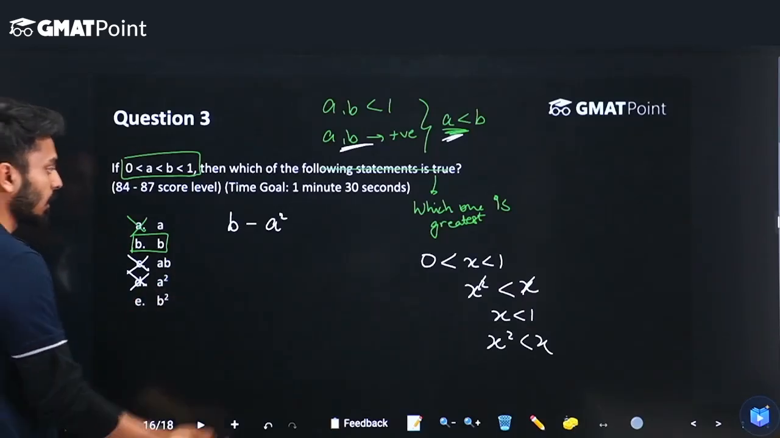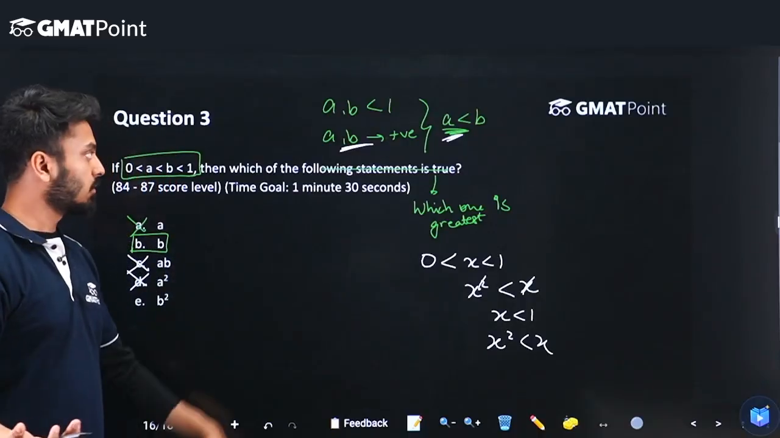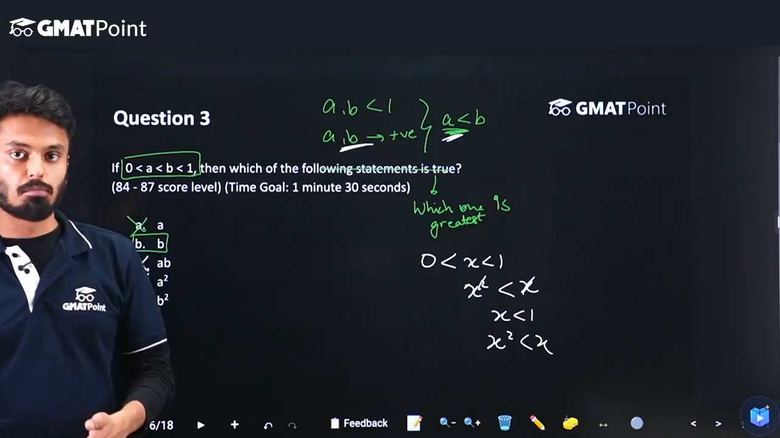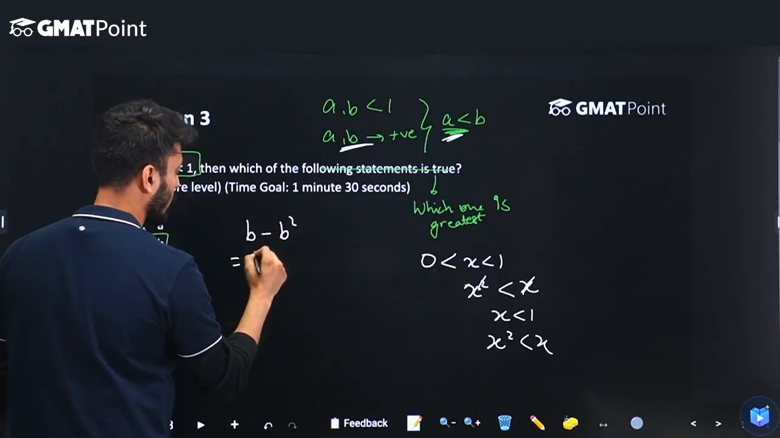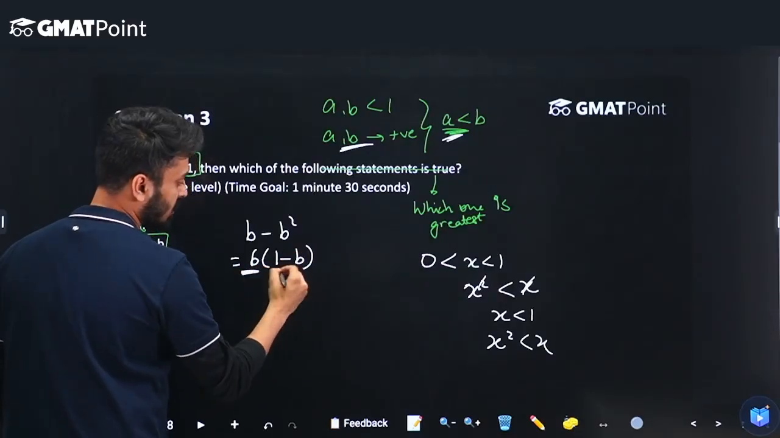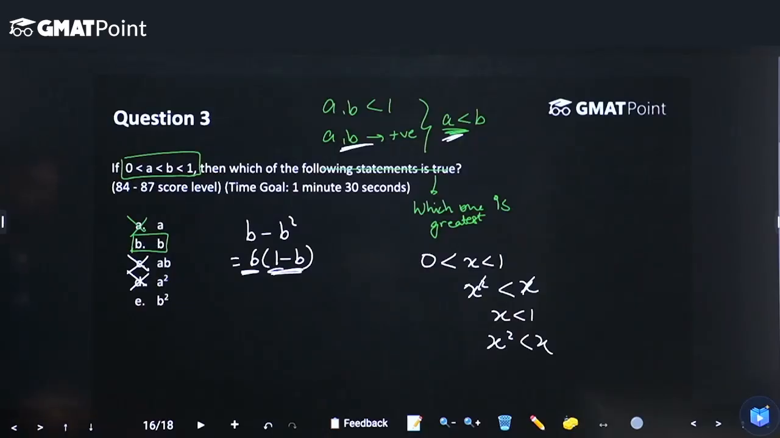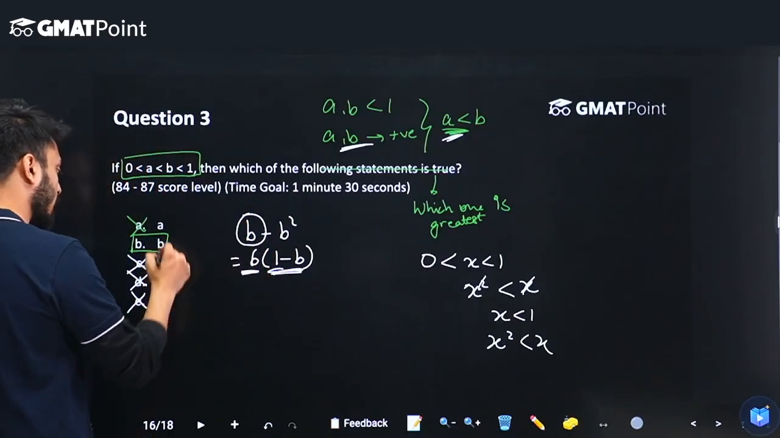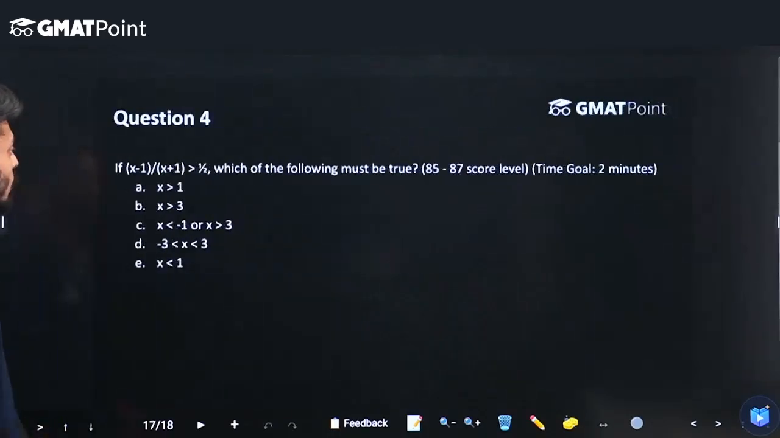Let's look at the last one. Now we have B and B squared. We could simply use the same logic. Since B is also between 0 and 1, I would simply have B squared less than B. But even if I was to use the difference method, I would have B minus B squared, which is B times (1 minus B). This is positive and B is less than 1, so this is also positive, similar to what we saw in option C. So this is positive, which means B is larger, so option E is rejected and our answer is option B over here. Let's move on to the fourth question.